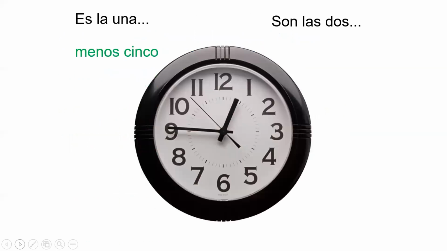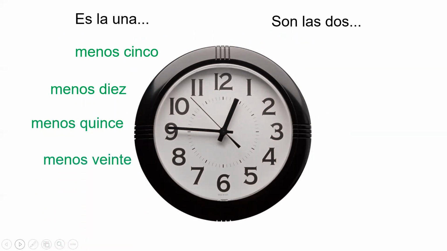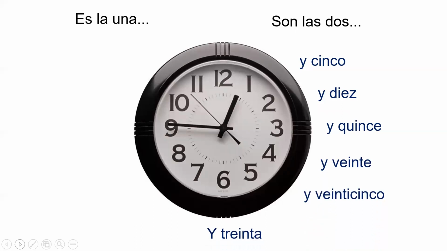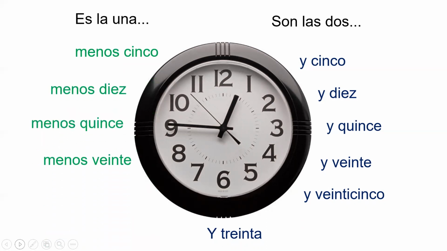So here's our lovely clock face. Let's practice our minutes to the hour. Menos cinco, menos diez, menos quince, menos veinte, menos veinticinco. Great job so far. Let's work our way around once more. Menos cinco, menos diez, menos quince, menos veinte, menos veinticinco.